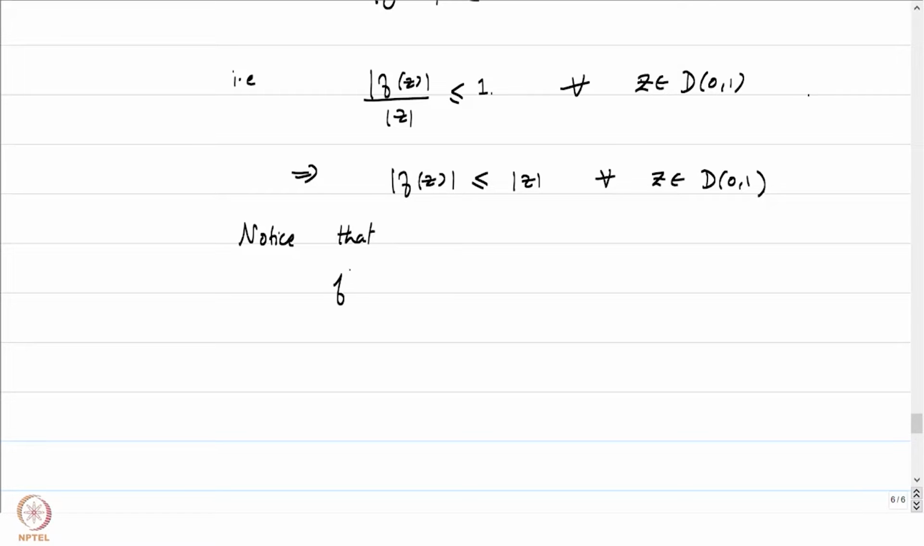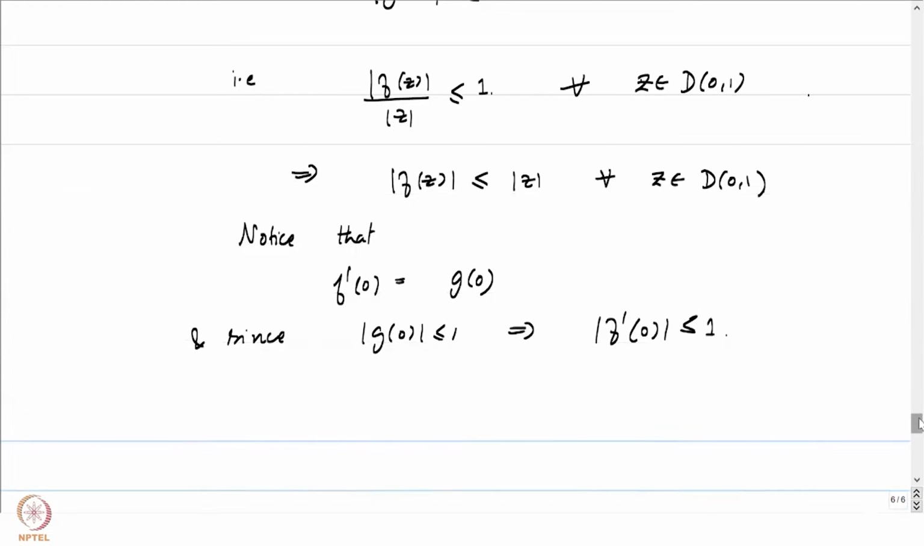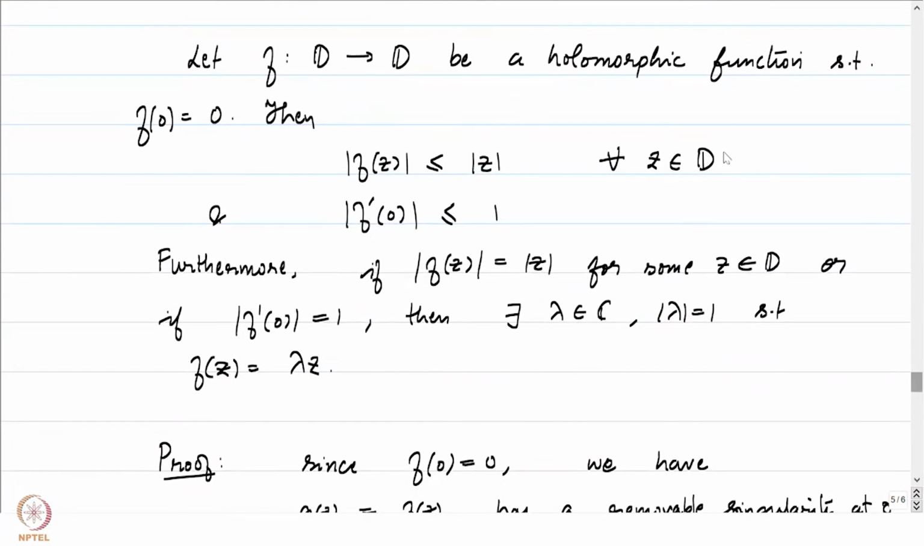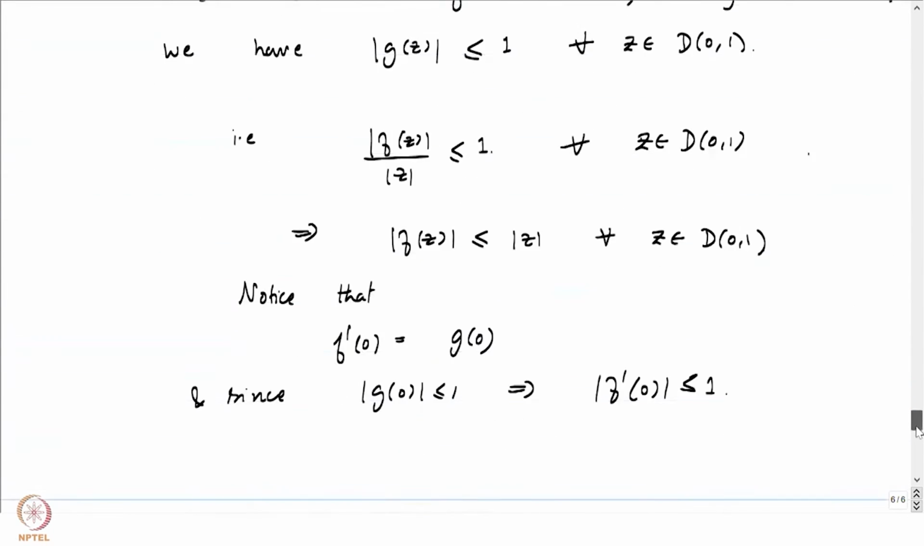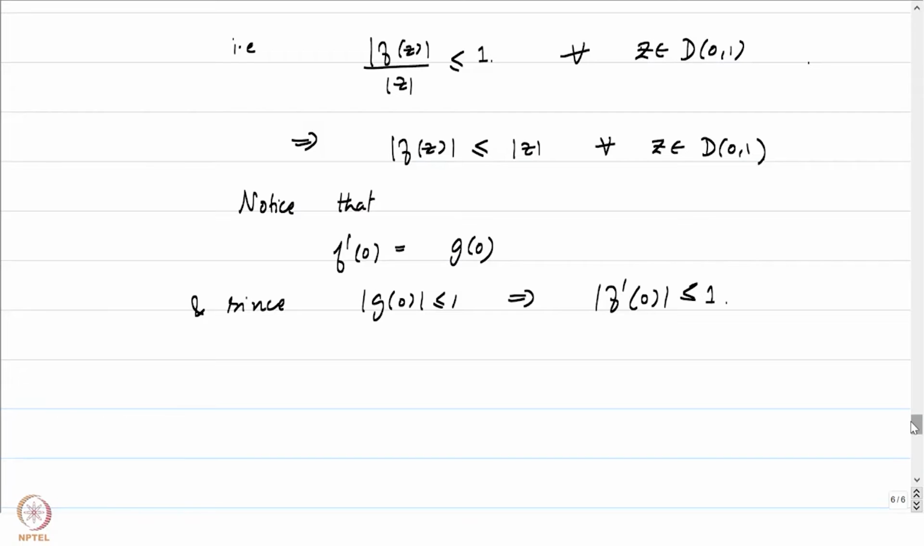Also notice that f'(0) is just equal to g(0), and we just noted that the absolute value of g(0) is less than or equal to 1, which implies in particular that f'(0) is also less than or equal to 1. So we have established both the conclusions that we were trying to establish here. But then there is something more which we have to look at. What happens when this inequality is not strict?